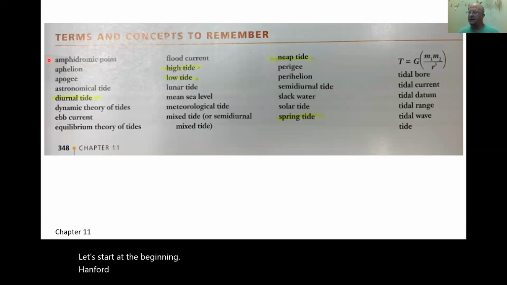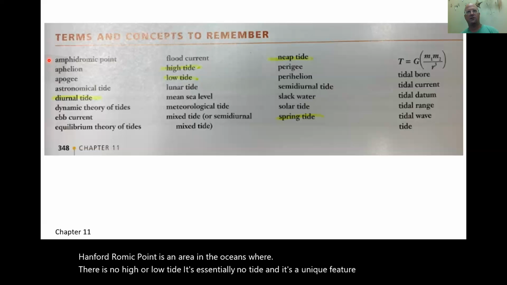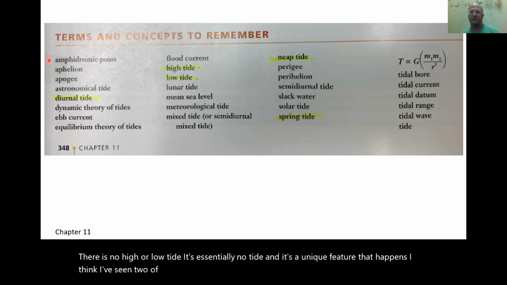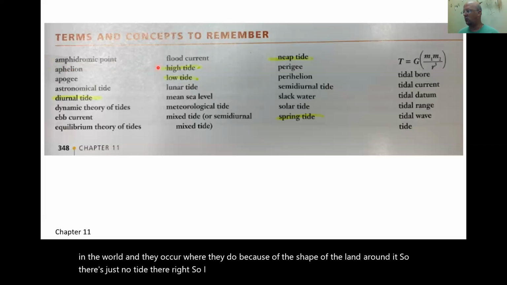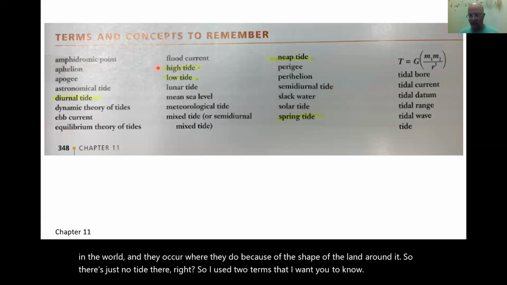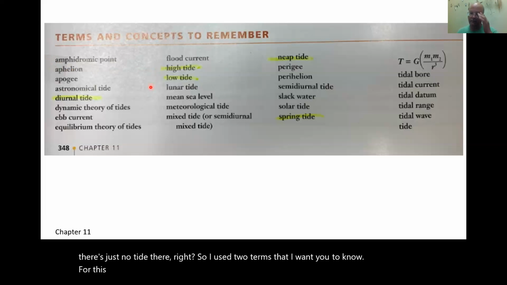Amphidromic point is an area in the oceans where there is no high or low tide. It's essentially no tide. And it's a unique feature that happens, I think I've seen two of them. They're not common. There's probably maybe a dozen, maybe 20 in the world. And they occur where they do because of the shape of the land around it. So there's just no tide there. So I use two terms that I want you to know for this class: high tide and low tide.